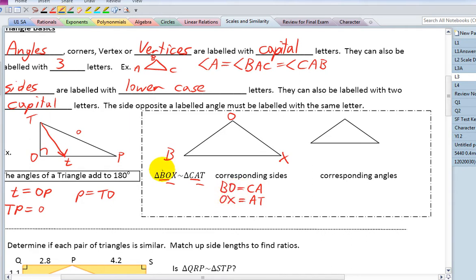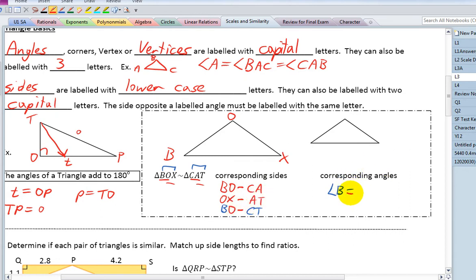Well, the 2 capital letters on the outside. BX corresponds with CT. Now the angles correspond as well. So angle B corresponds, whoops, I should erase this, should not be an equal sign. Major error, sorry. OX, and this would be BO. Okay. You can just put a dash there if you want.